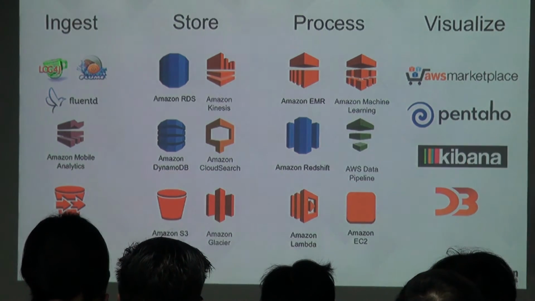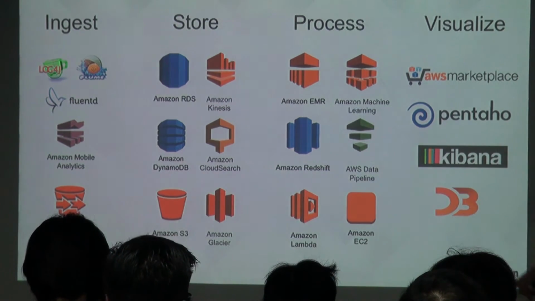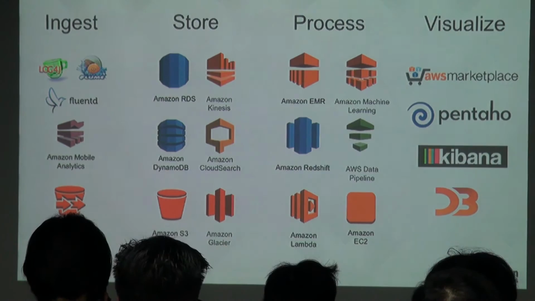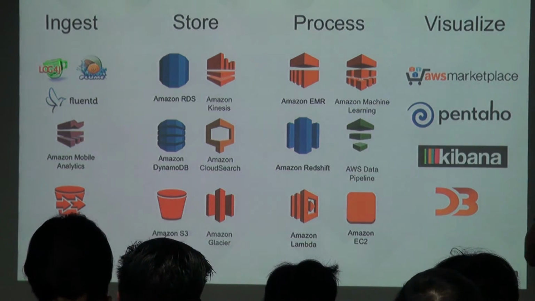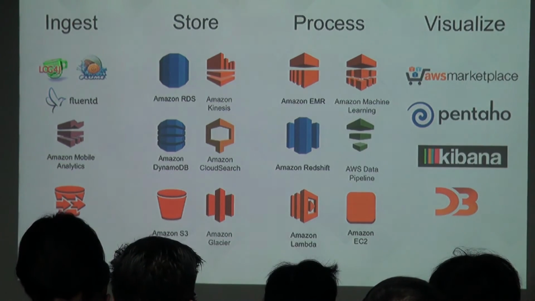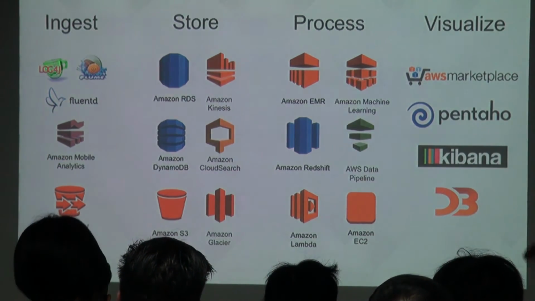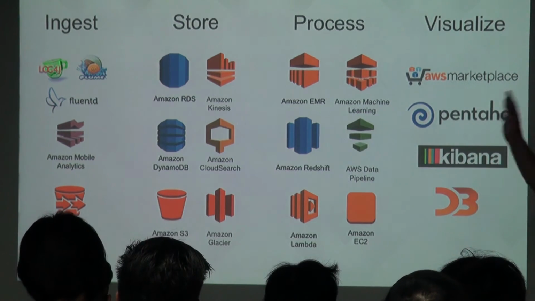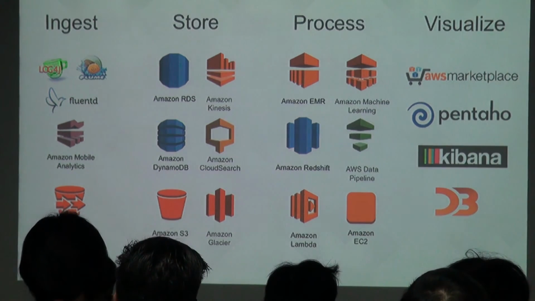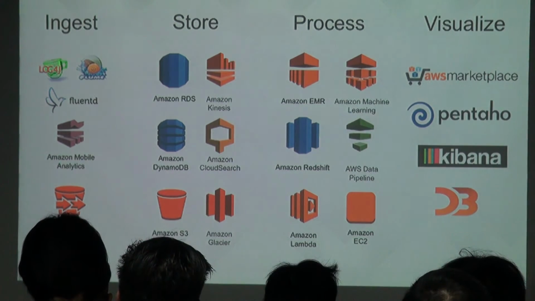And then compute services. This is if you want to run your own compute, we've got virtual servers, which is EC2. And then we also have a newer service, and I'm going to demonstrate that one later, which is called Lambda, which is an event-driven compute service. And then after that, you can visualize your information. Here, I just showed open source tools like Pentaho, Kibana, D3, but there are tons of tools out there. And one other thing that I wanted to point out is the AWS Marketplace.